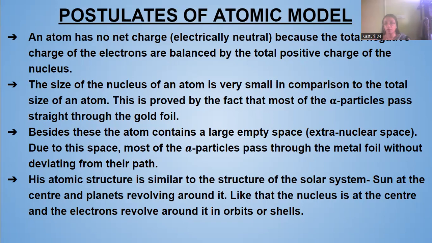Now, the size of the nucleus of an atom is very small in comparison to the total size of the atom. This has been proved by the fact that most of the alpha particles pass straight through the gold foil without being deflected. That's why there must be some empty space, much more than the nucleus at the center. The alpha particles did not hit anything and passed straight through.